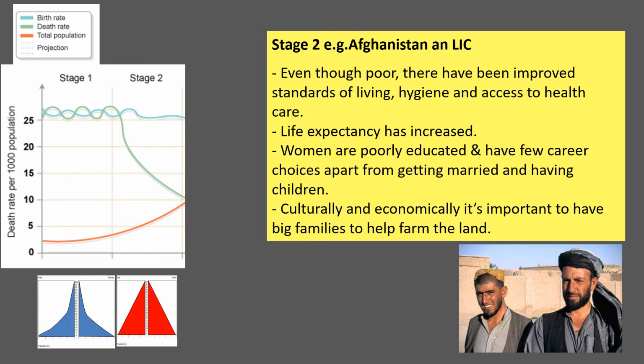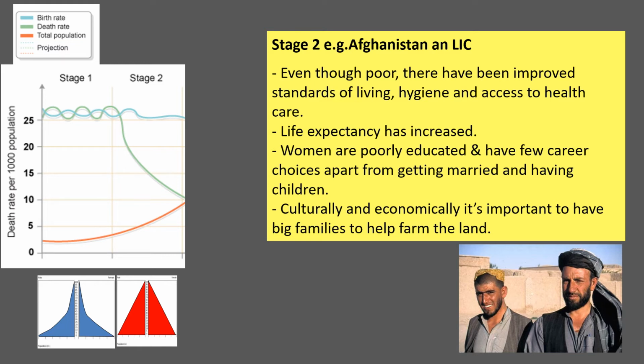However, birth rate, shown by the blue line, stays high because these are largely agricultural communities where children are needed to contribute economically by working on the farm. It may also be culturally important to have large families, and so contraception isn't desirable even if it was available. Women in these societies are less likely to be educated and have little choice but to marry young and start families. And this high birth rate means that the population pyramid continues to have a wide base.